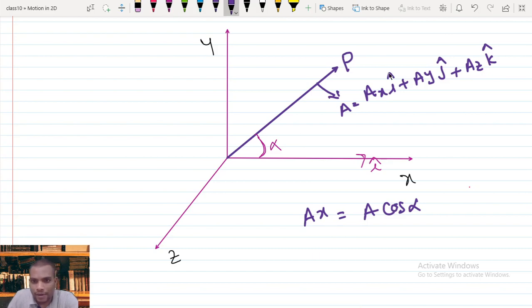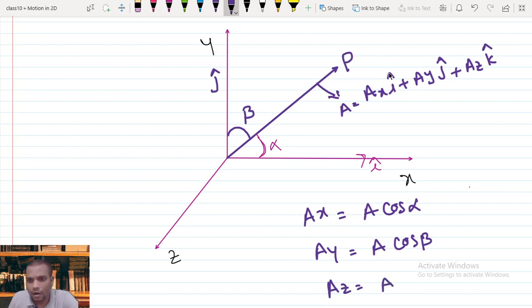And what about the value of Ay, the component along the y axis? That gives A cos beta. Beta is the angle made by the given vector with the y axis. So this angle is beta, and the unit vector along the y axis is j cap. What about Az? Az equal to A cos gamma. Here gamma is the angle made by the position vector, or given vector, with the z axis. So this angle is gamma. We are not going to prove how this formula comes up, so for a moment take it as granted.